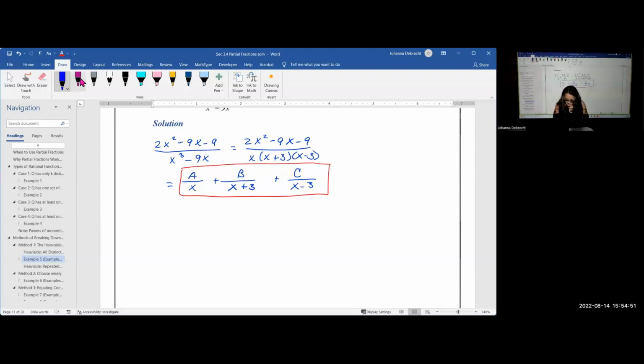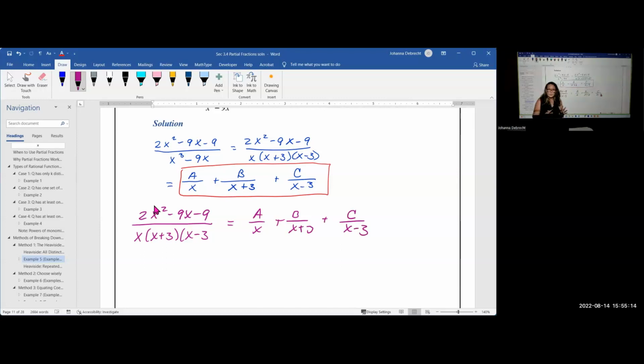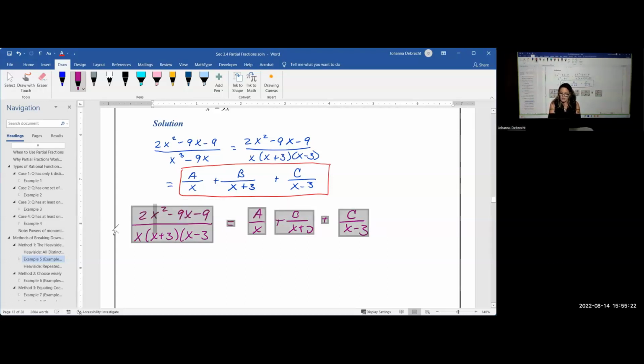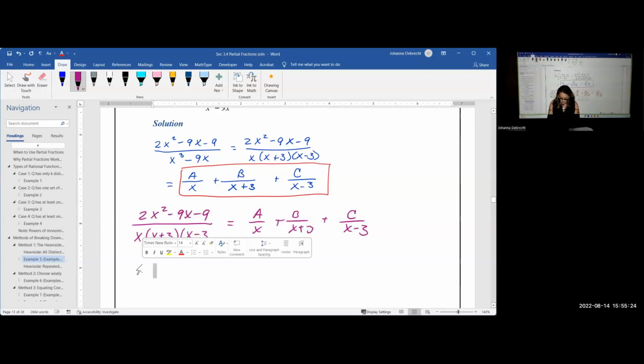So I'm going to do this in some different colors. So I have 2x squared minus 9x minus 9 over x plus 3, x minus 3 equals A over x plus B over x plus 3 plus C over x minus 3. Okay, so this is what we have each time. Now, I'm going to copy this off so that I can paste it down below in just a moment.